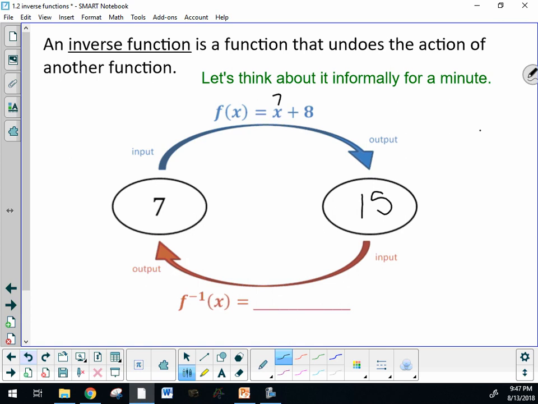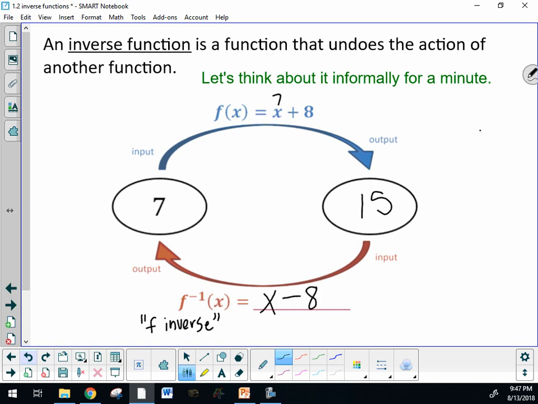Okay, so the function there was to take a number x and then add 8. So the inverse function should undo everything that original function f did. So if it started with something like 15, it should undo and take it back to 7. So the inverse function, and we notate it like this with a -1 symbol, we would read that as f inverse. So f inverse in this case would be to subtract 8.